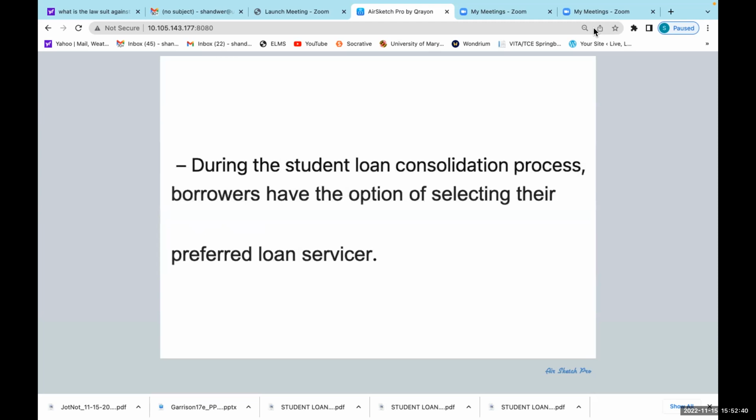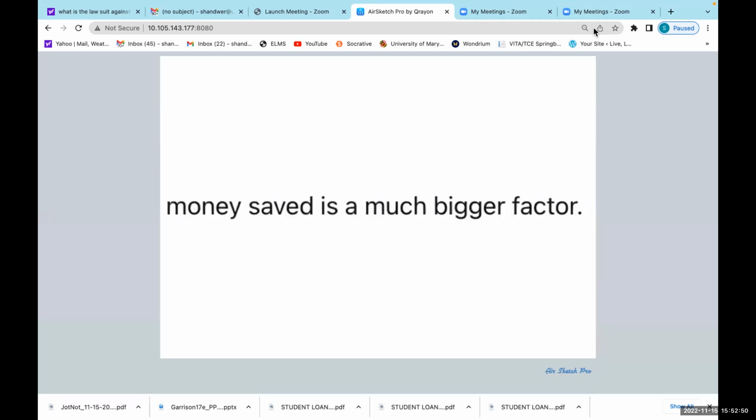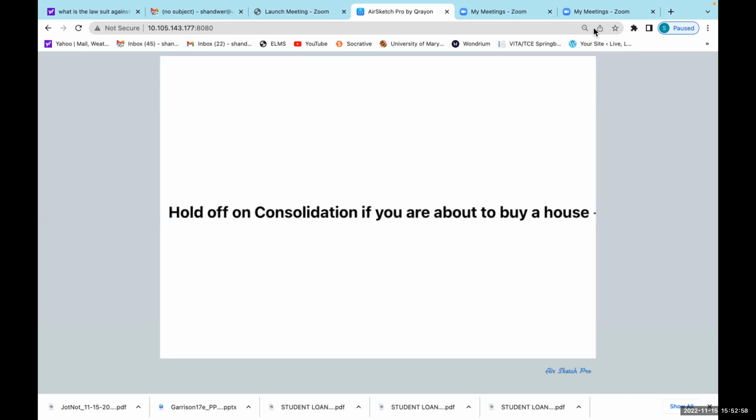This is the good part of the consolidation: you can choose a new loan service provider if you want to. Very little impact to the credit score, so don't worry about that. Money saved over the long run of getting a better payment plan will be the big factor, and maybe larger forgiveness at the end of that federal loan. Okay. I think that's hold off if you're about to buy a house, because you want to work with your potential mortgager. Actual consolidation can take months.